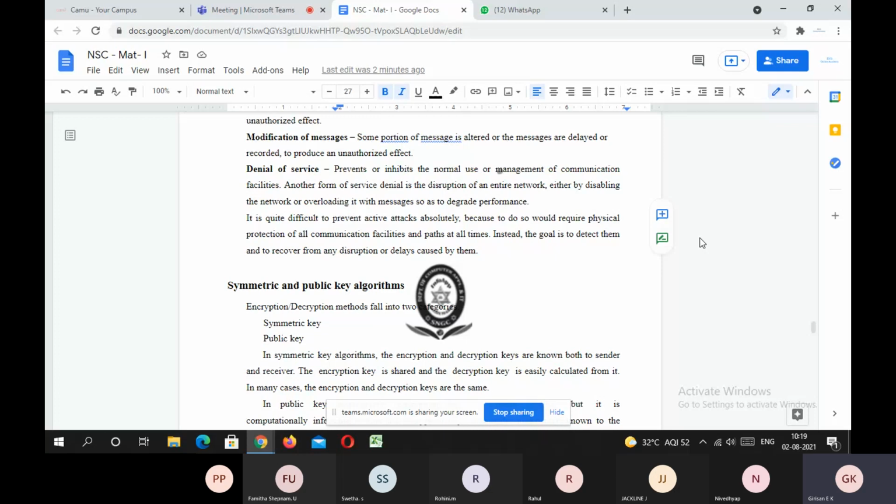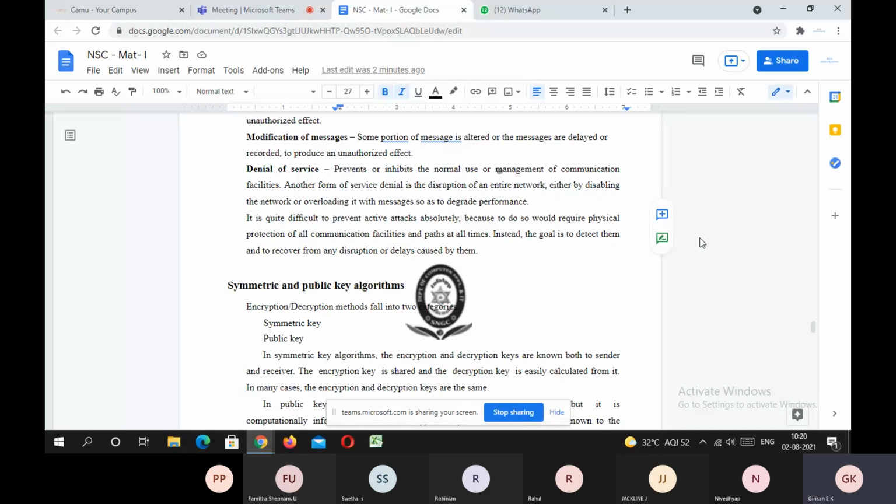Now we create algorithms. There are standardized algorithms available, and we use those algorithms in order to achieve the security services such as confidentiality, integrity, and authentication, without which it is very difficult for us to go further. So the algorithms are very important.